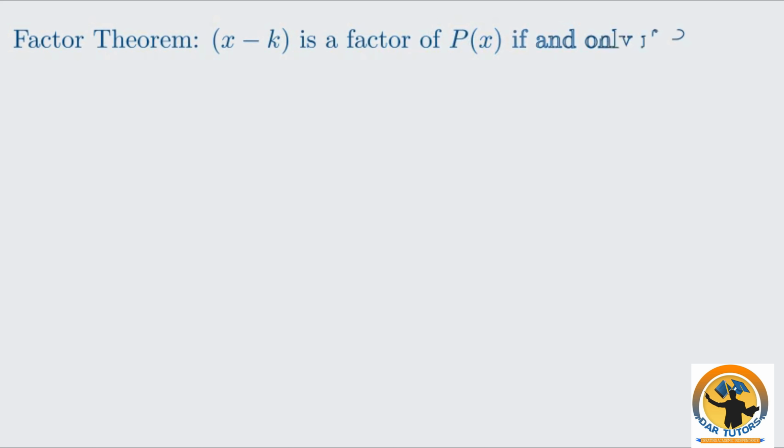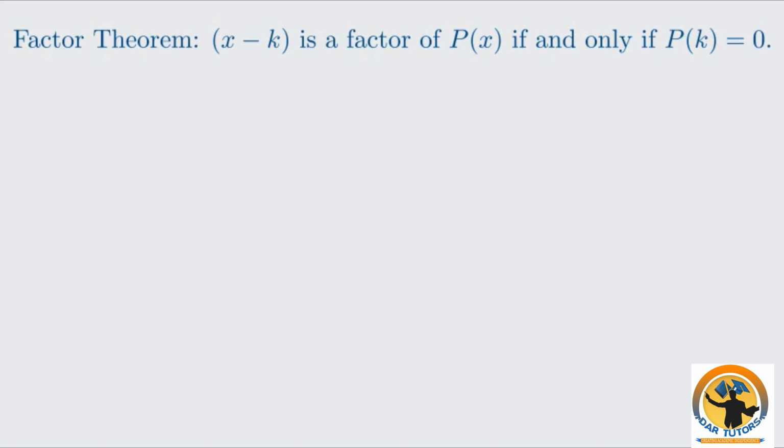Now let's move on to our second objective, the factor theorem. This theorem is a special case of the remainder theorem and is incredibly useful for finding factors and roots of polynomials. The factor theorem states that for any polynomial p of x, a linear expression x minus k is a factor of p of x if and only if p of k equals 0.